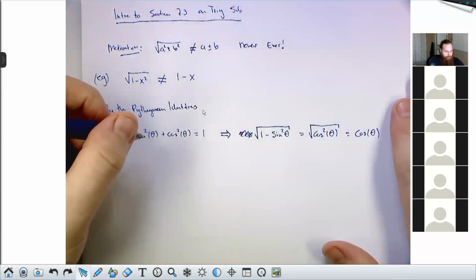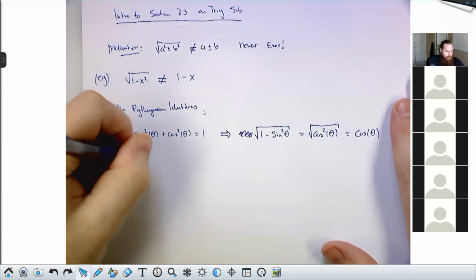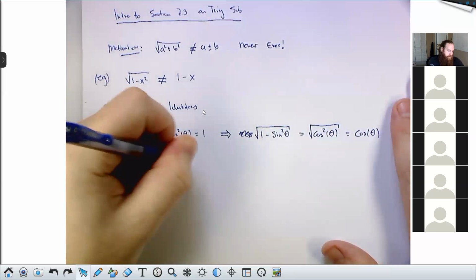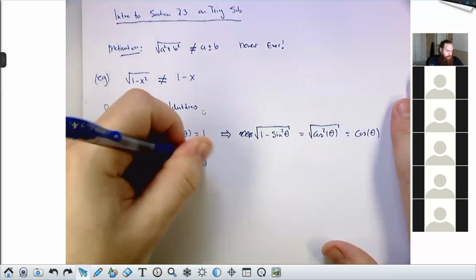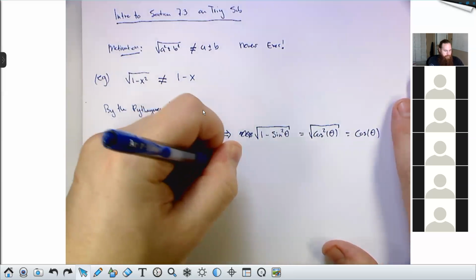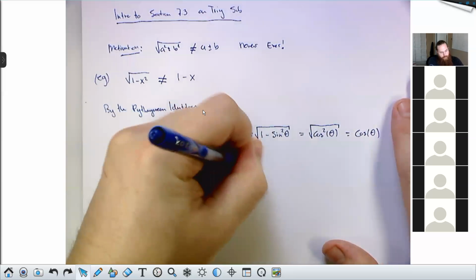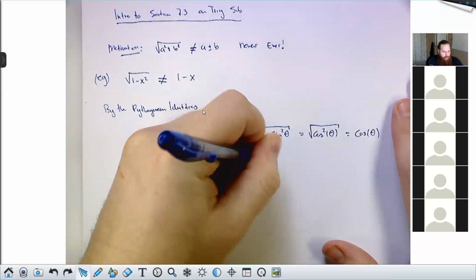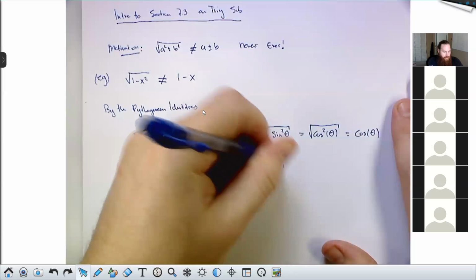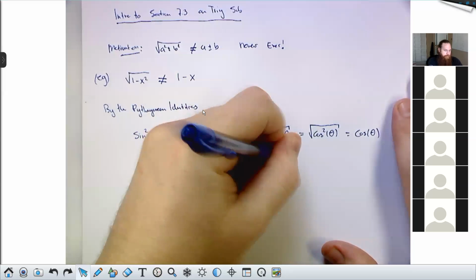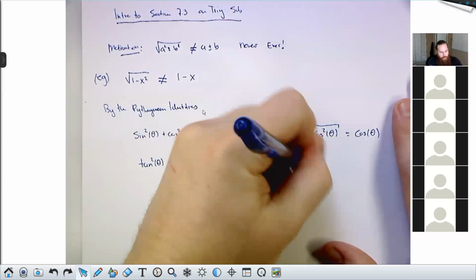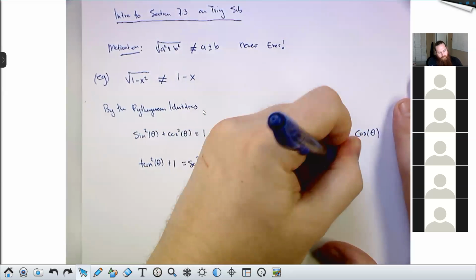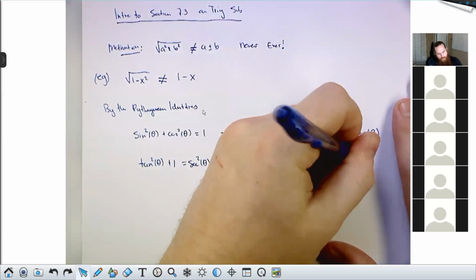Similarly, if I take the second Pythagorean identity, this implies that the square root of tan squared theta plus 1 is the square root of secant squared theta, which is just secant theta.